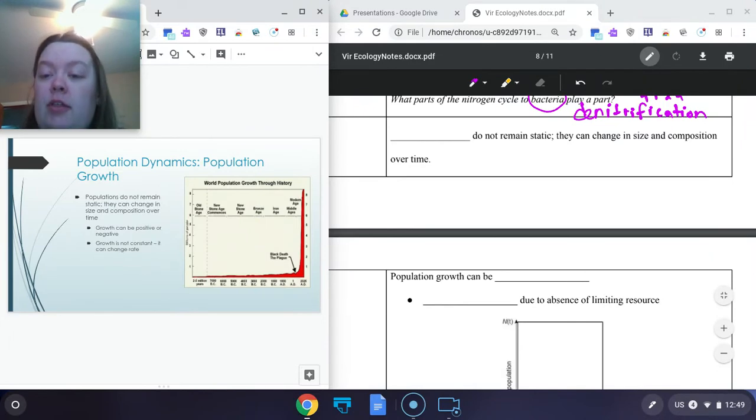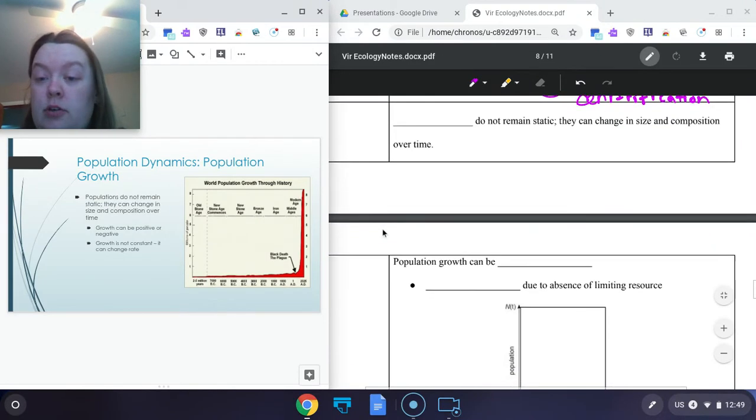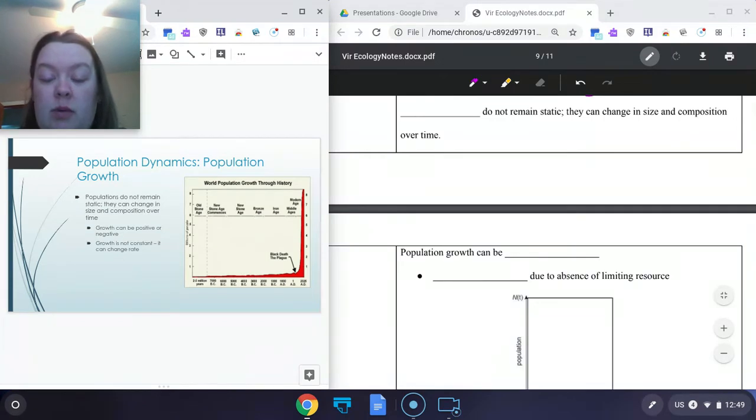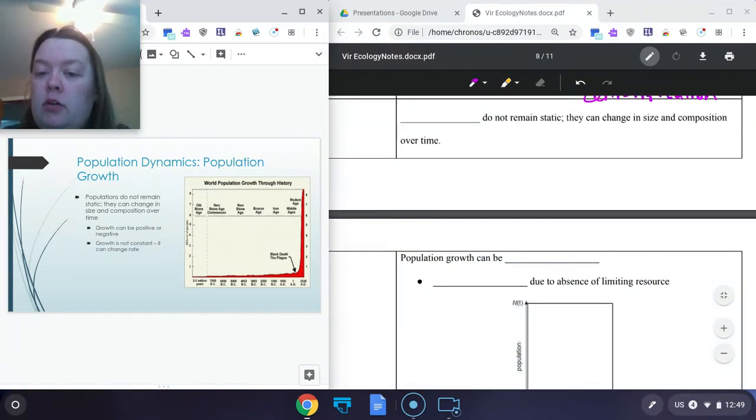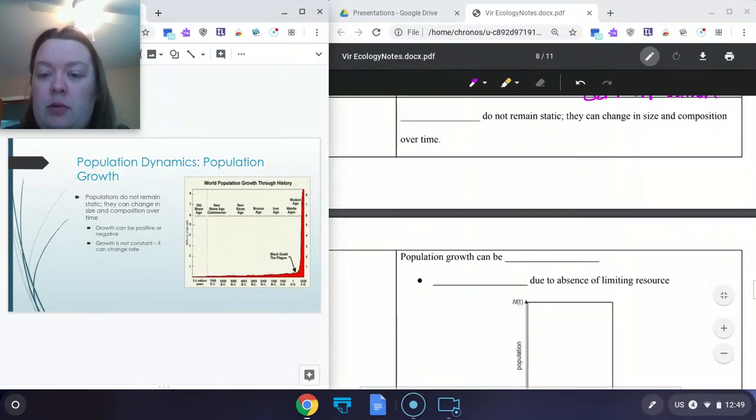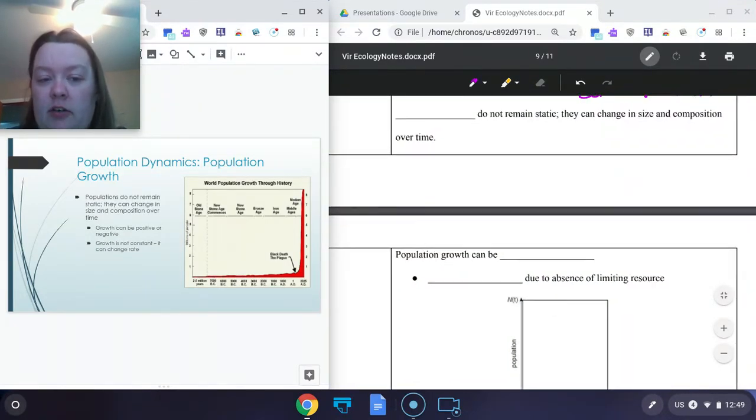Okay, so that is cycles. That's what we're going to talk about on cycles. There'll be some more activities based on cycles on Canvas. However, right now we are going to go into population growth and then limiting factors.